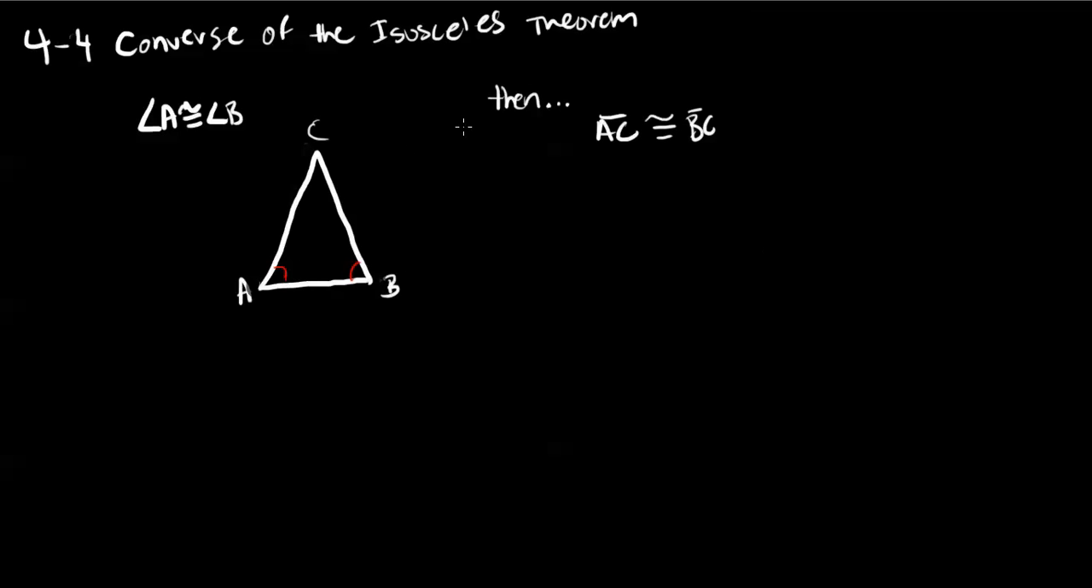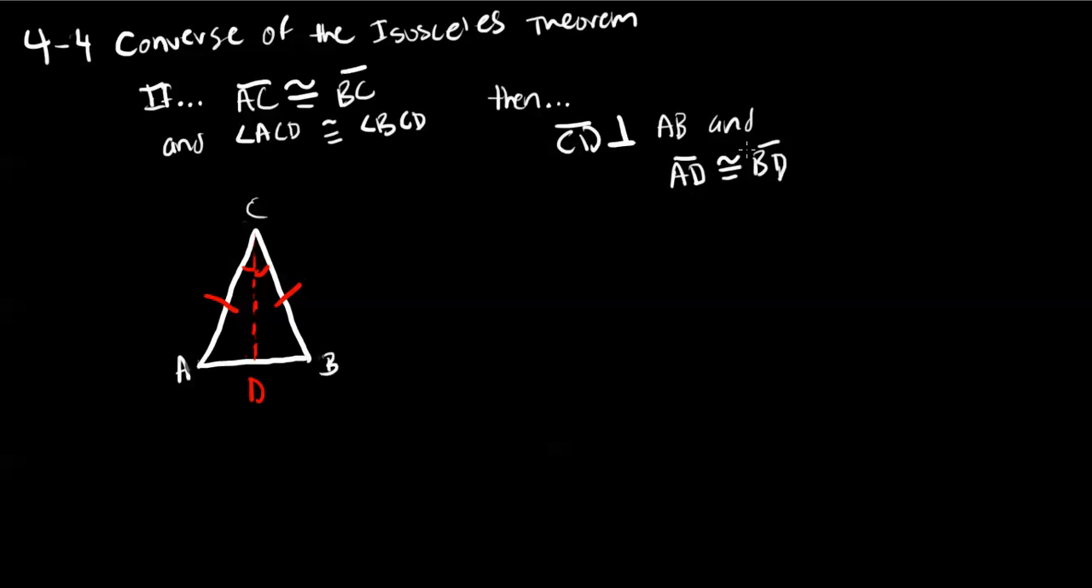The next theorem we're going to look at is theorem 4.4. It's called the converse of the isosceles triangle theorem. So basically this is going to be the opposite of the isosceles triangle theorem. The theorem states if two angles of a triangle are congruent, then the sides opposite those angles are congruent. So here, if angle A and B are congruent, then we can conclude that line AC is congruent to line BC.